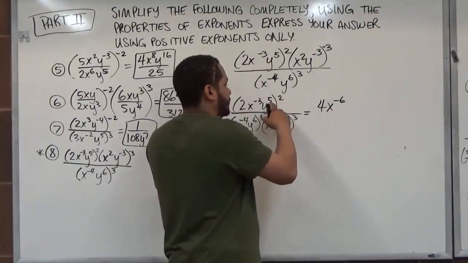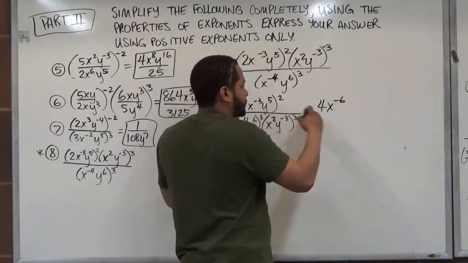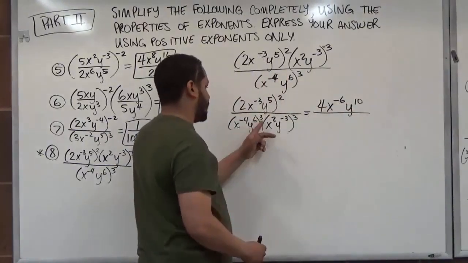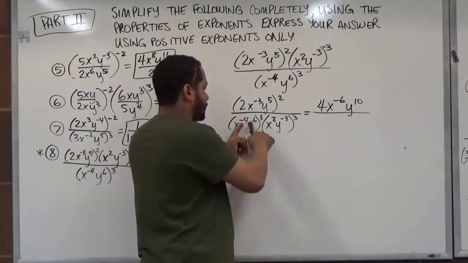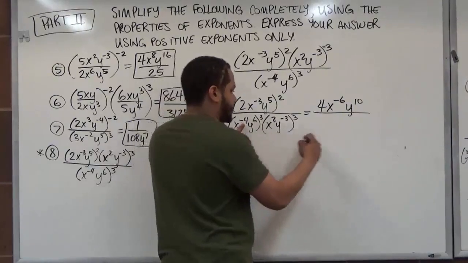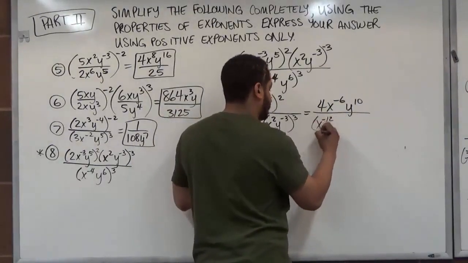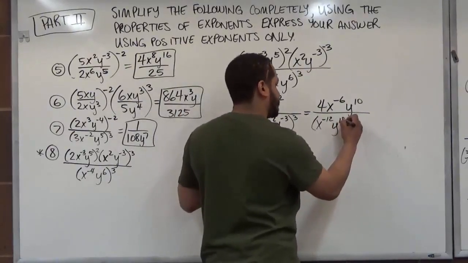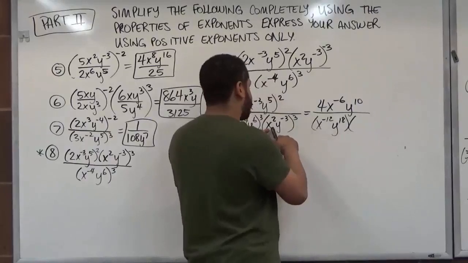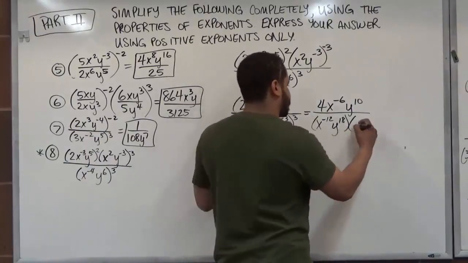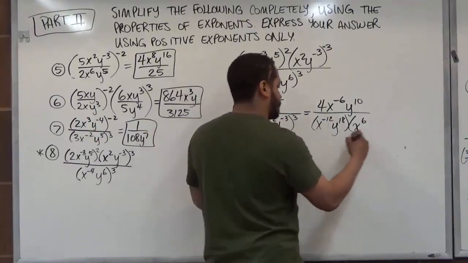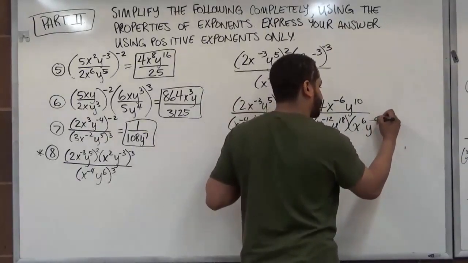Y to the fifth times the power of 2. That's going to give us y to the 10th. Everything here is over x to the negative fourth times 3. We multiply these exponents. We get x to the negative 12th. Y to the 6th times the 3. That's going to give us y to the 18th. And here we have x to the second times 3 is x to the 6th. And y to the negative third times 3 is y to the negative 9th.